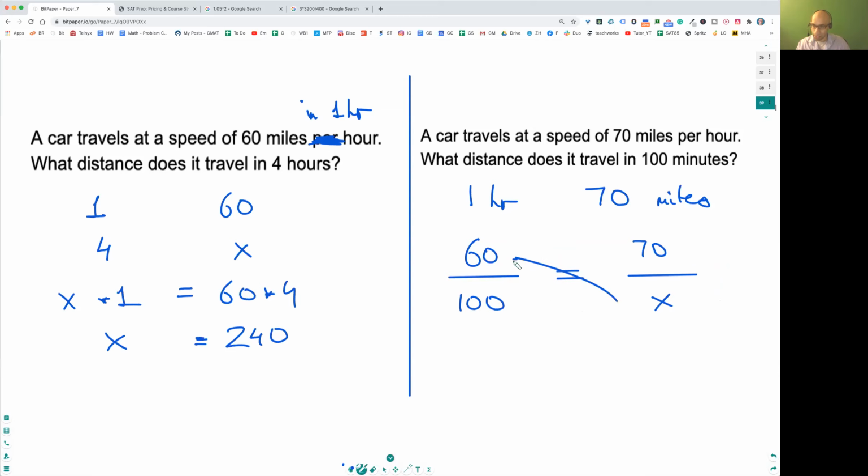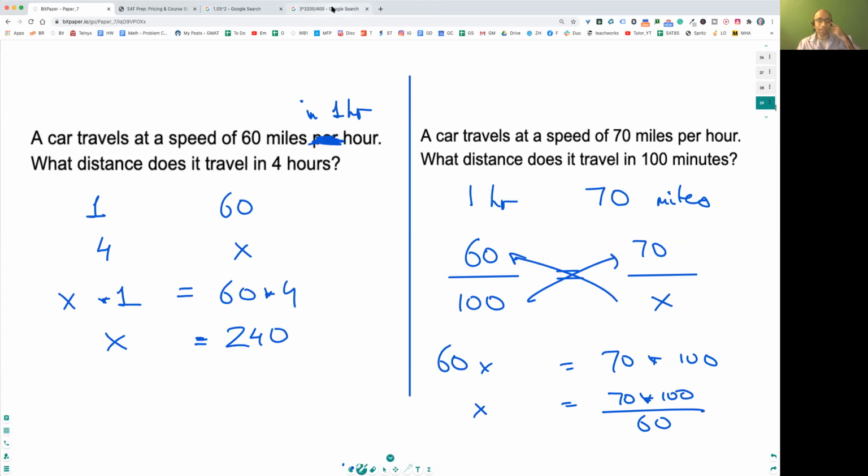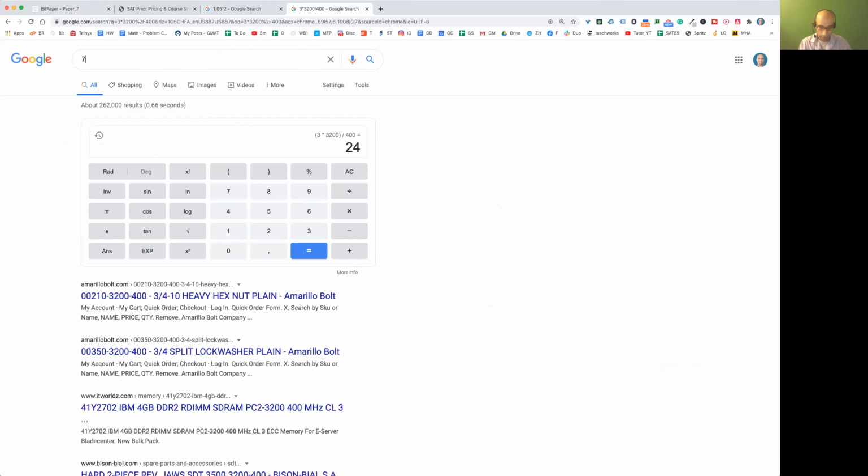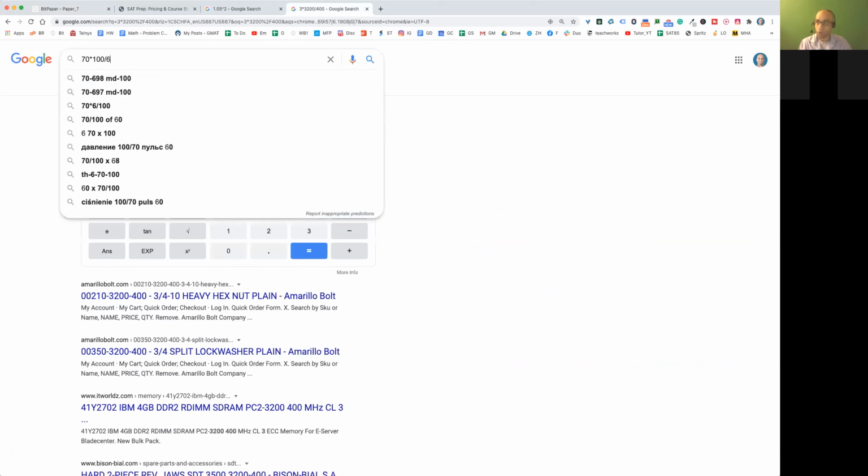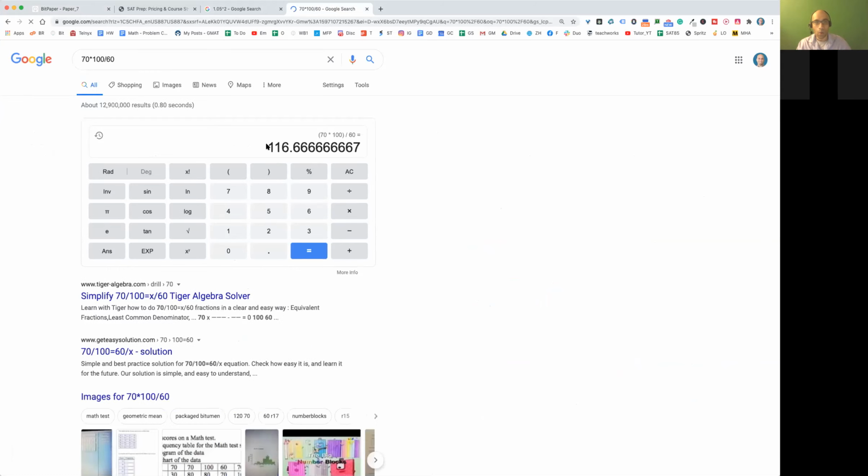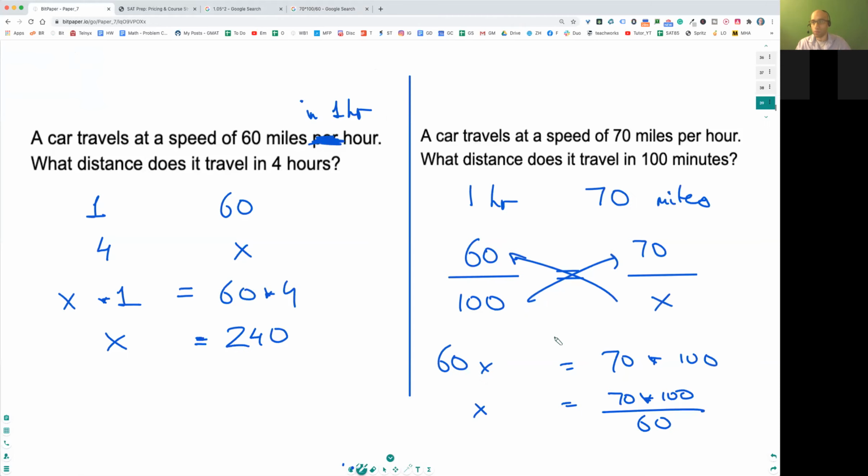Now you cross multiply, and 60x is equal to 70 times 100. Remember, for 60x you divide by 60 on both sides, so this cancels out. So x is equal to 70 times 100 over 60. Let's calculate what that answer is. 70 times 100 over 60 is 116.67, right? So that's the answer. Very good, very good.